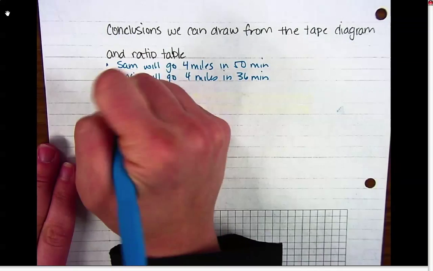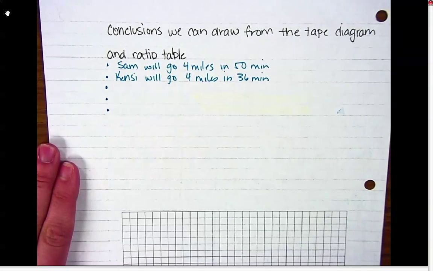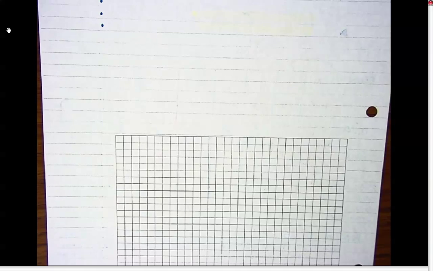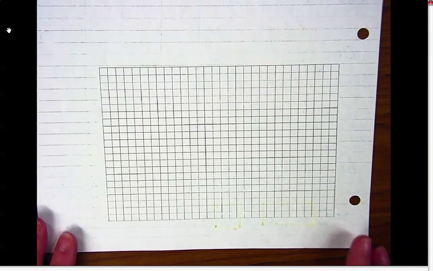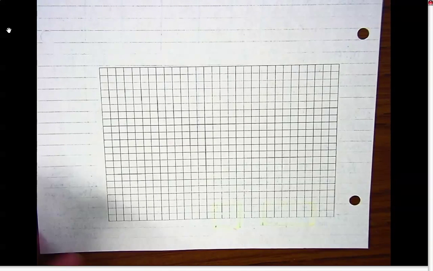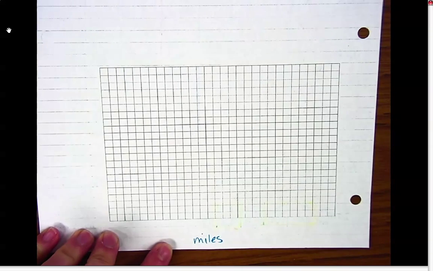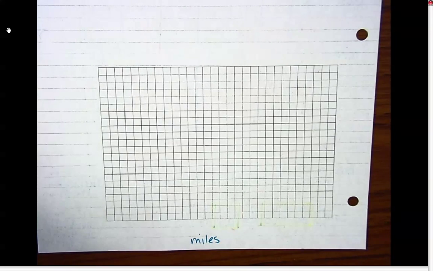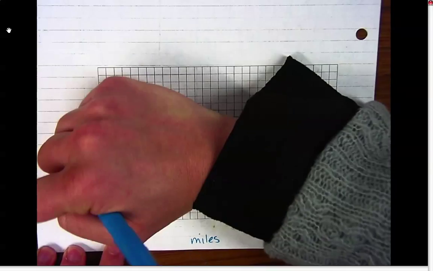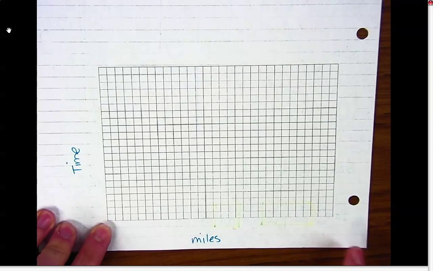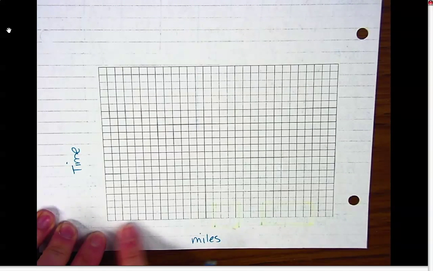You need to write 3 more conclusions that you can draw based on the tape diagram and or the ratio table. All right, one last thing that we want to do is graph this data. The ratio table is really nice for creating points that we can graph. So I'm going to put my miles down here at the bottom because that's my independent variable. My dependent variable is going to be my time. I'm going to put my time over here on the side. I need to get 13 miles in here. If I count 2 blocks for every mile, that should work.